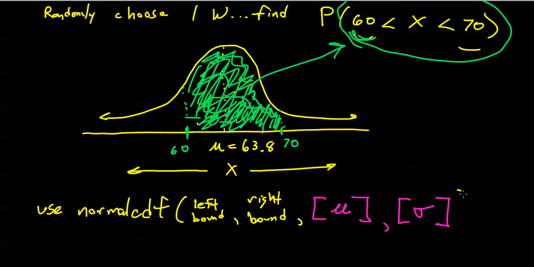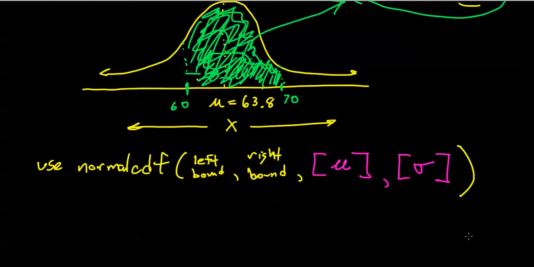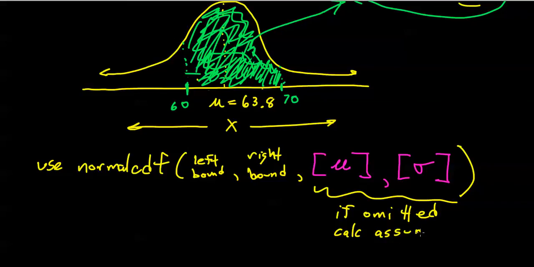And I think you get the picture. If you don't put in a mean and a standard deviation in this command, of course the calculator assumes you're in a standard normal situation, as in 6.2. So what do you do when you're in a non-standard case? Well, you just enter in the non-standard mean and standard deviation. So let me write this down. If omitted, calculator assumes the mean equals 0 and the standard deviation equals 1. In other words, the standard case.